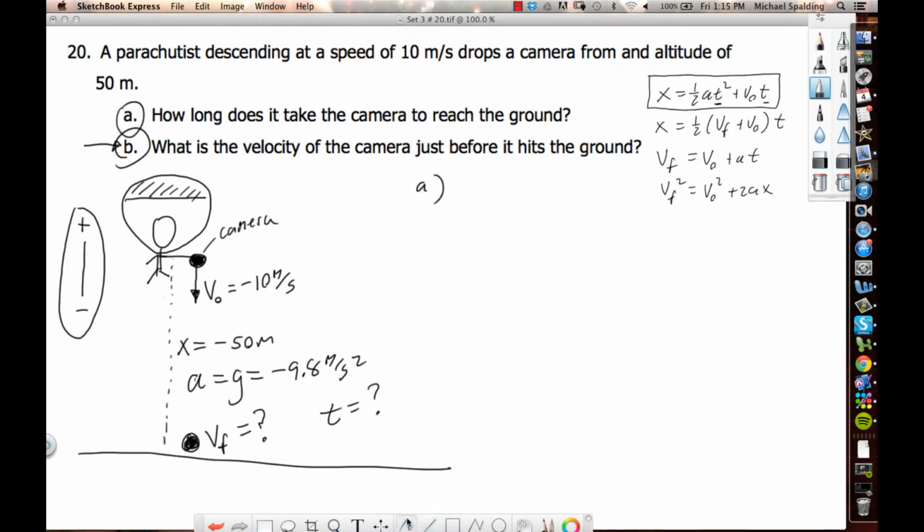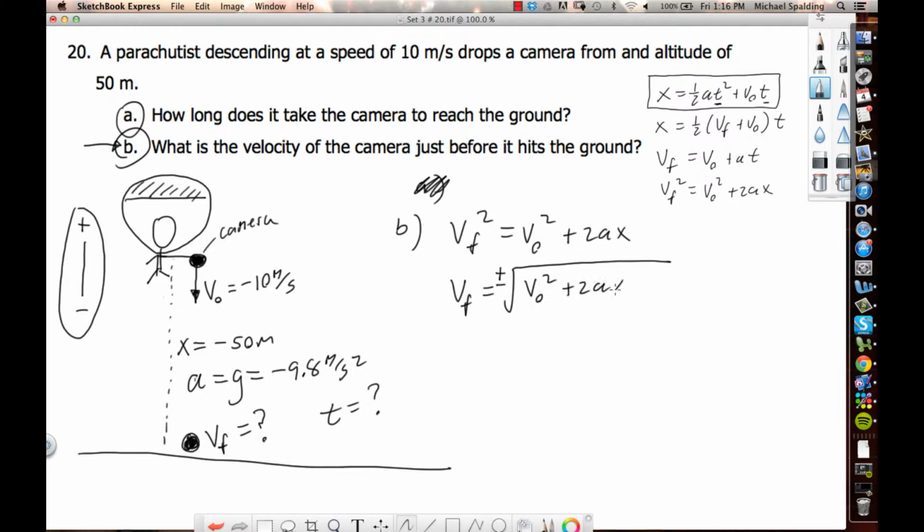Okay. So let's do part B. What's the velocity just before it hits the ground? Which equation could we use for that? The last one: v final squared equals v initial squared plus 2ax, and we can solve for v final. So v final is going to be a square root, and remember from math class, square roots are always plus or minus. Does that sound familiar? You've got to pick which one. So we're going to go v initial squared plus 2ax.